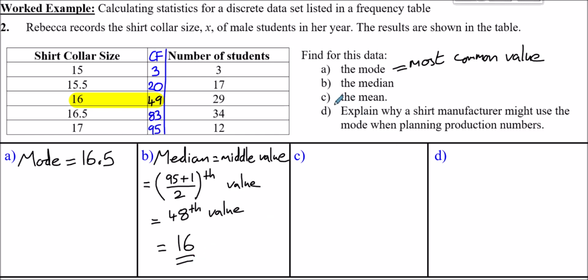Part C, we need to work out the mean. So we can clear off what we've done here. This cumulative frequency has now served its purpose, so I'm just going to get rid of this. Now this goes back to what I said about the fx column. It was written xf, but it's the same difference. If I just put xf here, which is the same as fx, all we're going to do is multiply the shirt collar sizes by the number of students each time. And then we're going to total them up as one of the last steps.